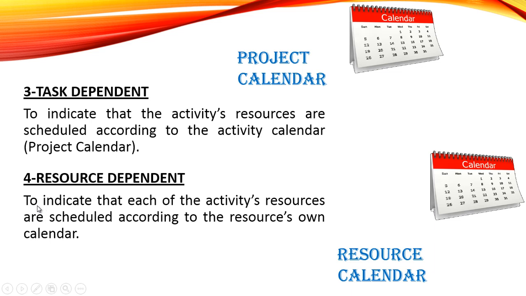Resource dependent is to indicate that each of the activity's resources are scheduled according to the resource calendar. There are three types of calendars in Primavera P6. First one is global, second is project, and third one is the resource calendar. If your activity follows the resource calendar, then it is a resource dependent activity, and if your activity follows the project calendar, then it is a task dependent activity.